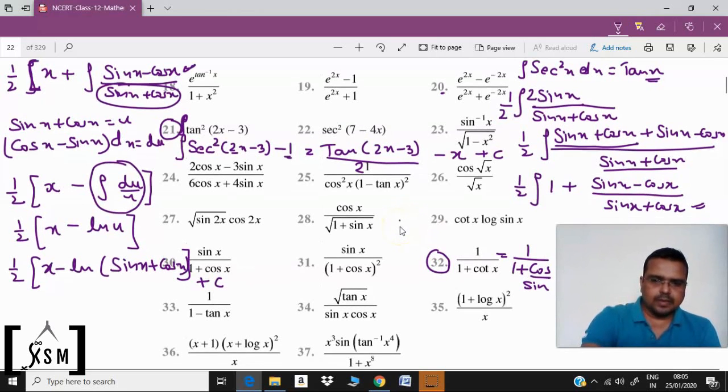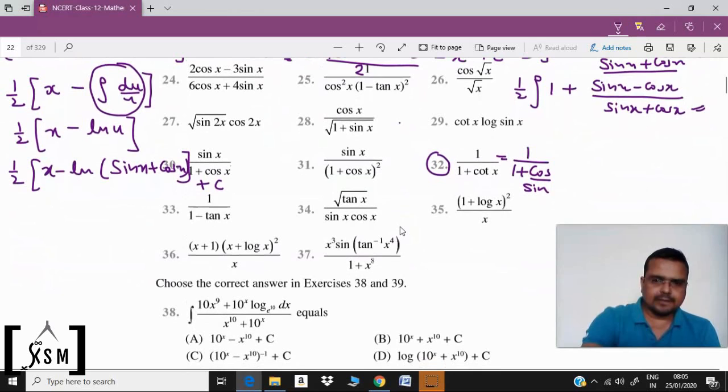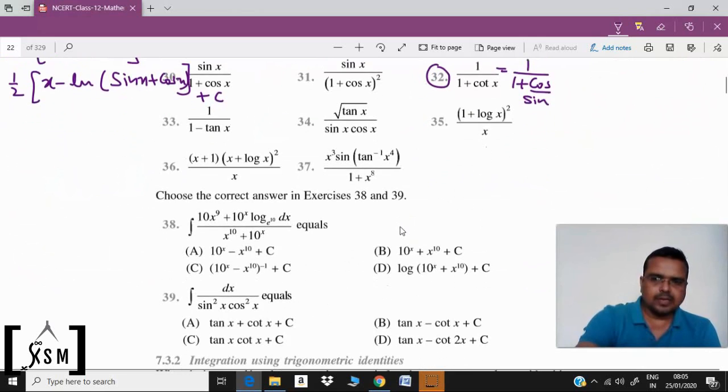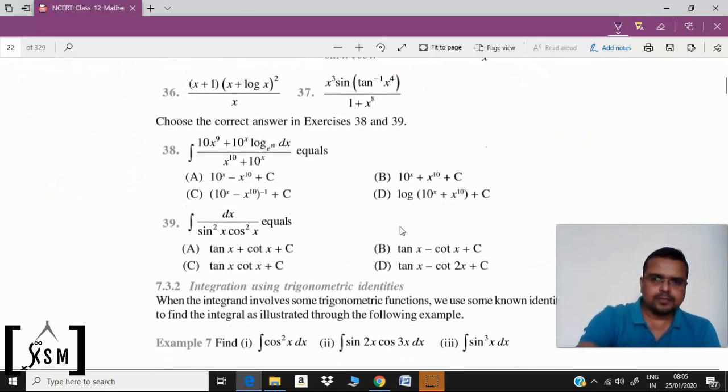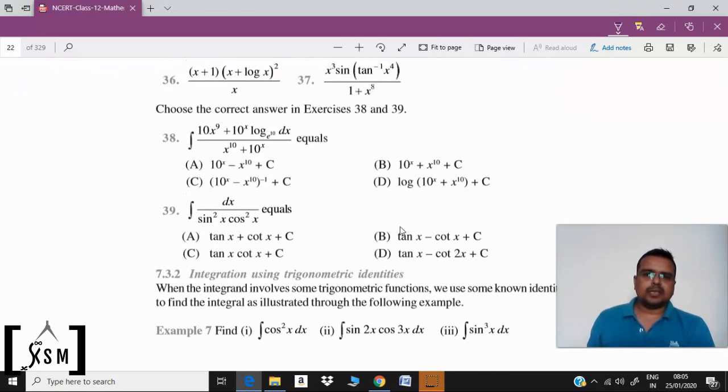Have a look at number 37. Seems difficult, but actually not. Number 37 says x cube sine of tan inverse x to the power 4 all over 1 plus x to the power 8. Now what will we do? We will suppose this entire part, tan inverse x to the power 4, as u. Why? Because this is the most complex part that needs to be resolved, right? So I suppose this as u.